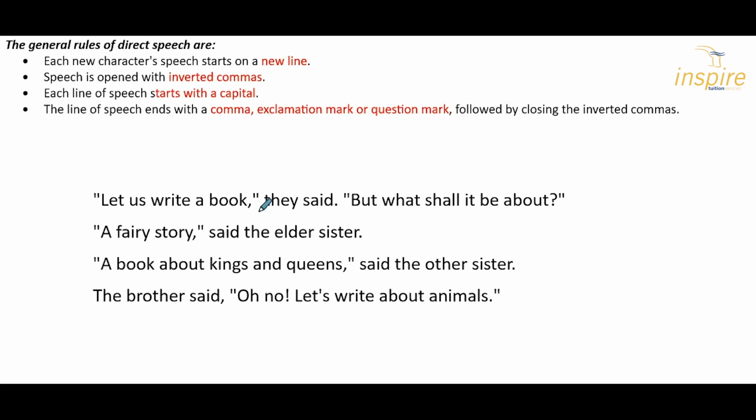The reporting clause might go in the middle of the direct speech. It might go after the direct speech, or it might sometimes go at the beginning, followed by the direct speech. We'll always use inverted commas at the beginning and end so we can see what they've said. And there should always be a punctuation mark inside the inverted commas. So here we have a comma. It might be a question mark if we have a question. We can use an exclamation mark and a full stop.